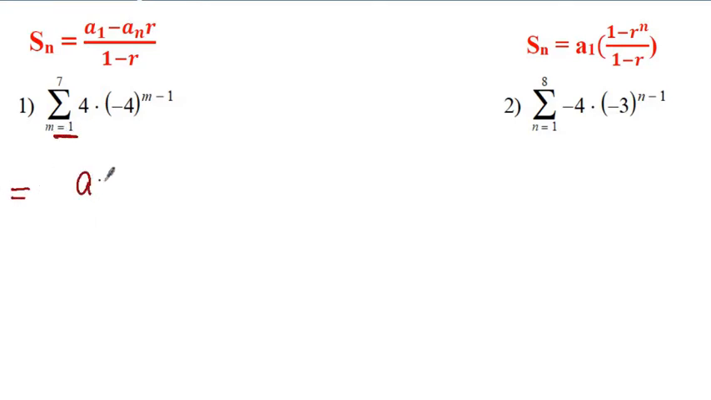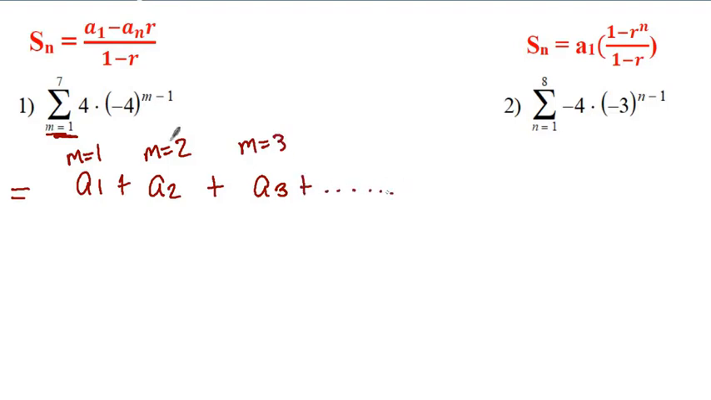Here's what this says. To find a sub 1, our first term, we have to plug this number in, m equals 1. Then we're going to add to it our second term, and we're going to get that by doing m equals 2. Then we're going to add to it our third term. We'll get that by doing m equals 3. And then we keep going until we get to this number. When we plug in m equals 7, that's going to be our seventh term. Why 7 terms? Because there are 7 numbers from 1 to 7.